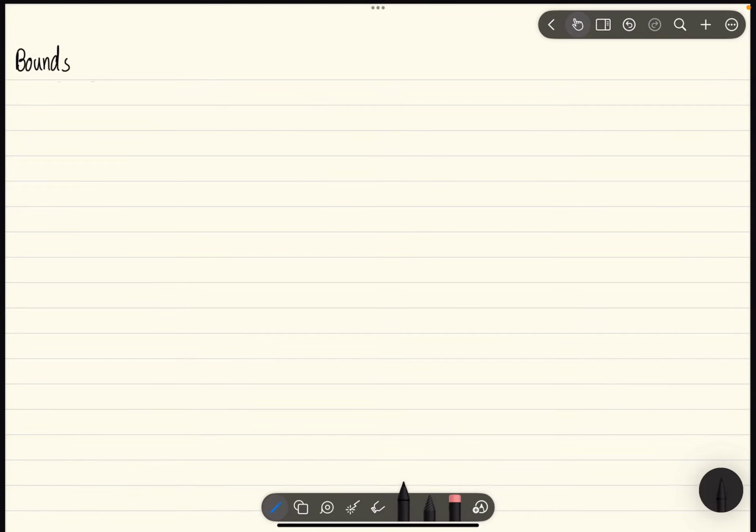In today's lesson, we're going to be talking about bounds. Let's say we have a set A, which is a subset of S, and A and S are ordered sets. So, there are two types of bounds. Let me explain the first one.